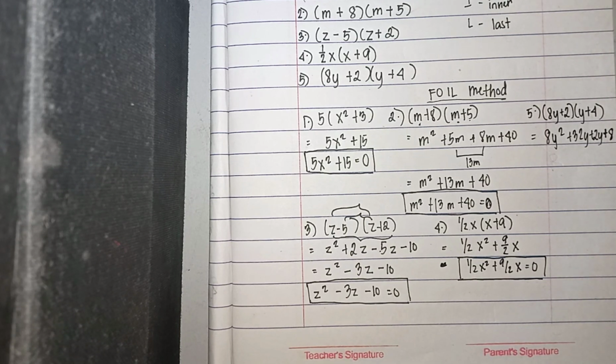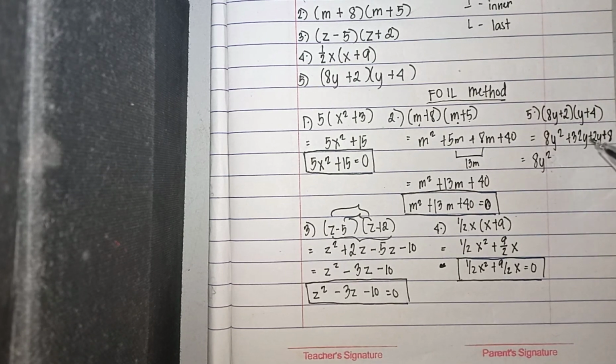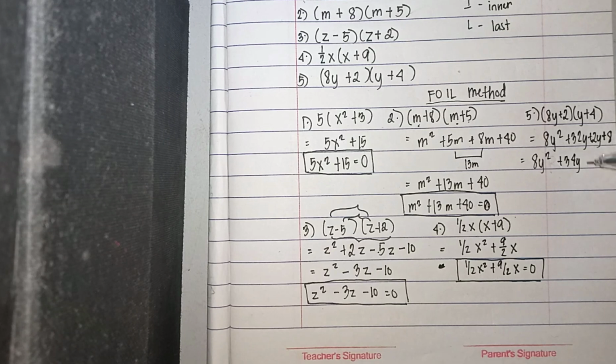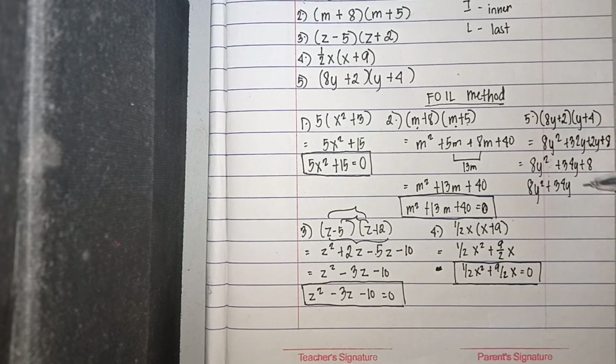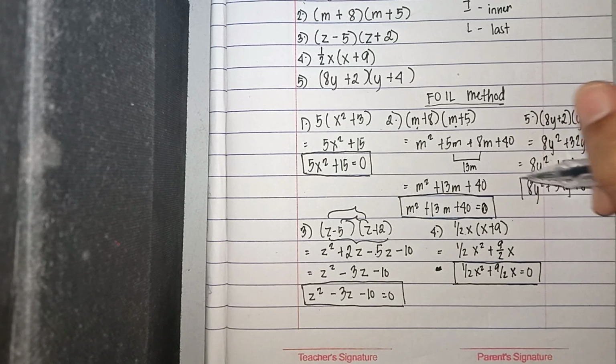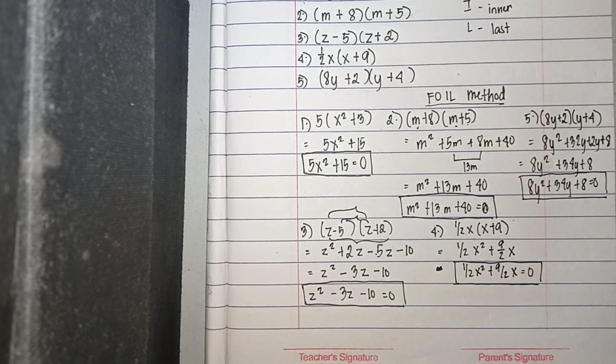So let us simplify. It is equals to 8y squared, 32y plus 2y, because they have the same variable, and both of these terms with variables can be added. So 32y plus 2y is positive 34y, and copy positive 8. So transpose: 8y squared plus 34y plus 8 is equals to 0. So this is our final answer.